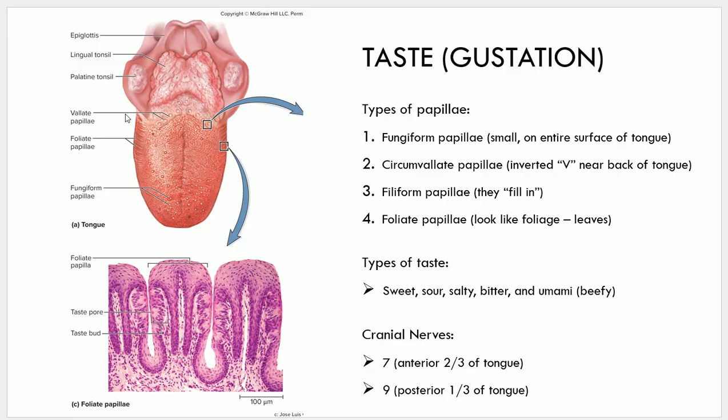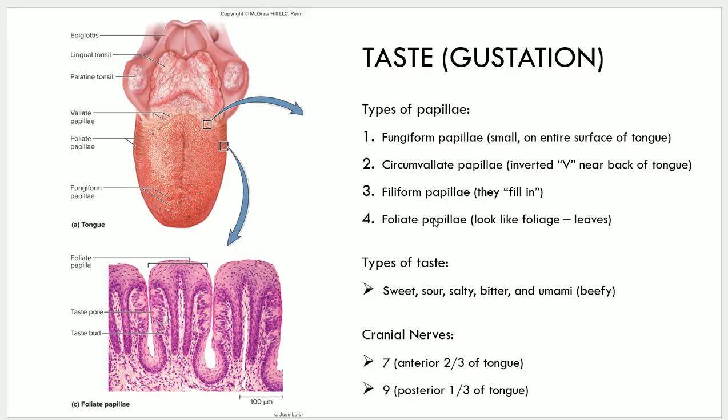And then our last kind are filiform papillae or papilla. Filiform fill in the rest of the tongue. So fungiform are these individual bumps all over the tongue. Filiform are these tinier, smaller ones all filling in the rest of the tongue. They fill in all of the empty spaces of the tongue. They're the fill-in, the filiform papilla.